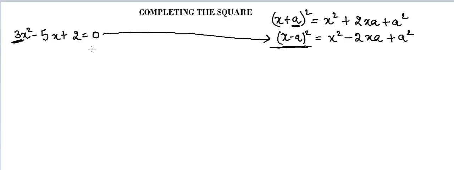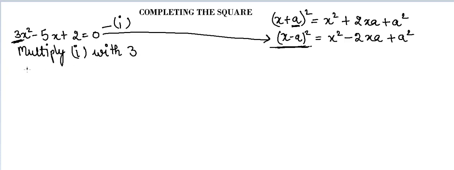See, this coefficient 3 is not a perfect square. So the very first thing you have to do is make the coefficient of x square a perfect square. For this, you have to multiply the whole equation by 3. So this is your equation number 1. The first step is to make it into a perfect square. It changes to 9x square minus 15x plus 6 is equal to 0. This is your equation number 2.